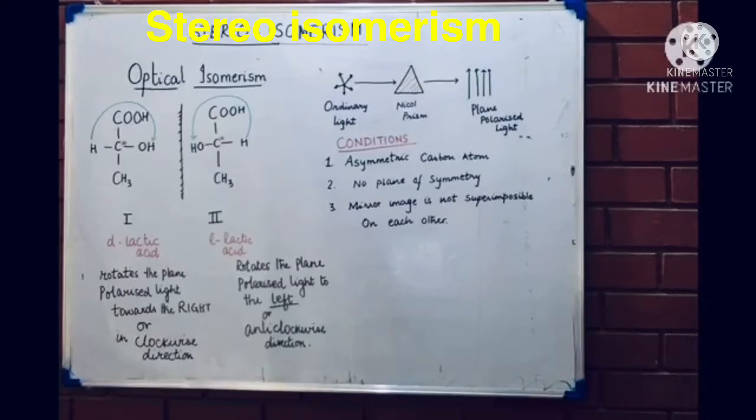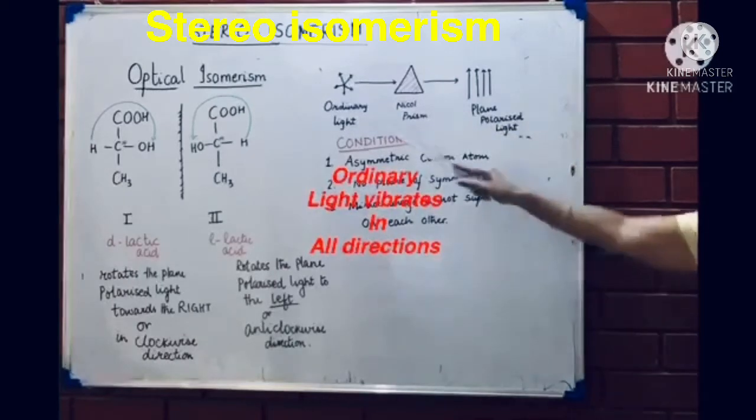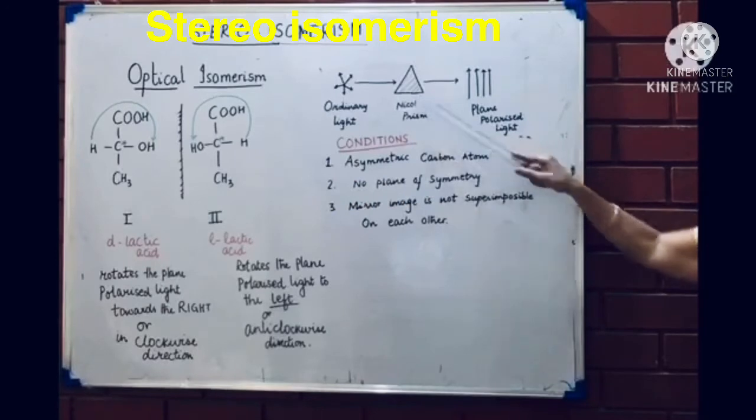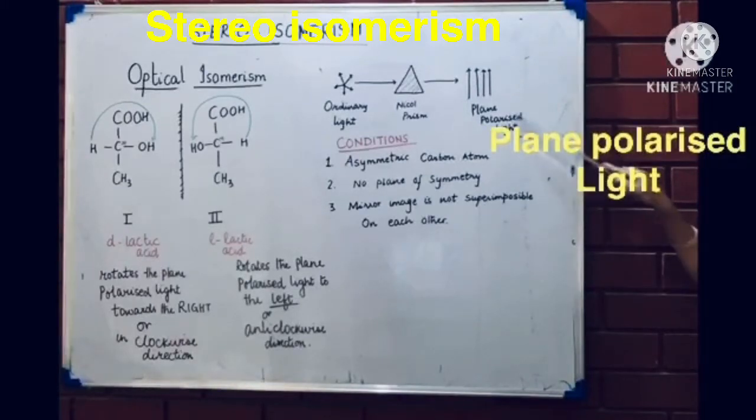First thing is that optical isomerism means that if I pass light through that organic compound, the light changes its direction. The compound does not change. Compound remains the same, only light changes its direction. So what we do is, first take an ordinary light which is moving in all directions. It is passed through a Nicol prism. When it passes through this prism, it becomes in one direction.